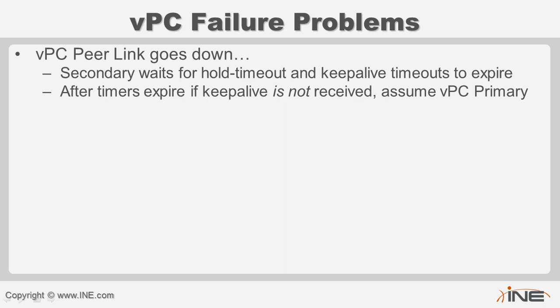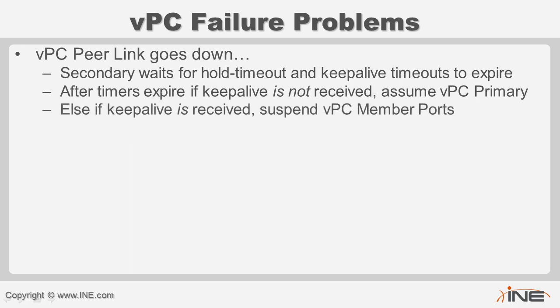However, after the timer has expired and we do receive a keep alive, this is the case where the secondary will disable its member ports and then not continue to forward downstream towards those members. So in this case, essentially the vPC secondary becomes disabled. It's essentially just removed from the vPC domain.